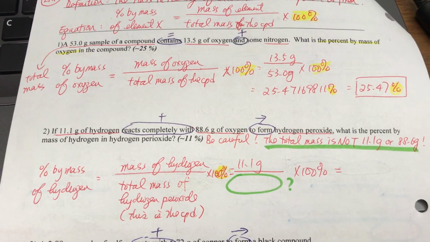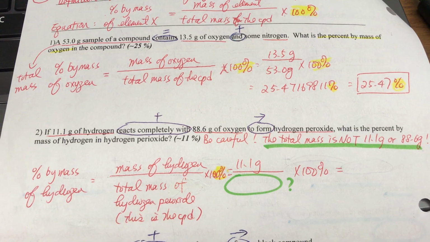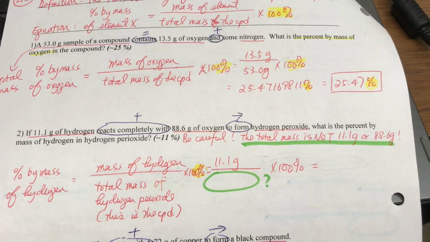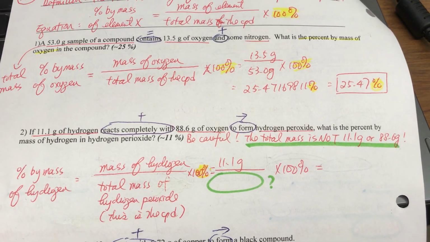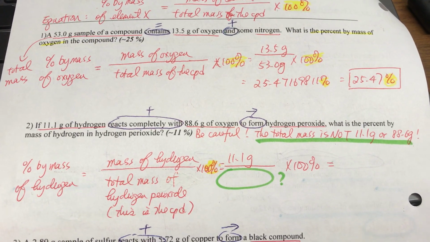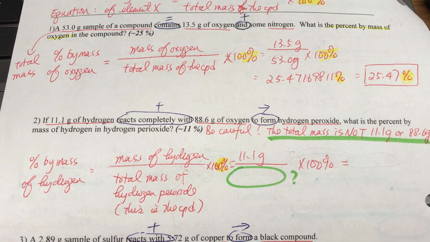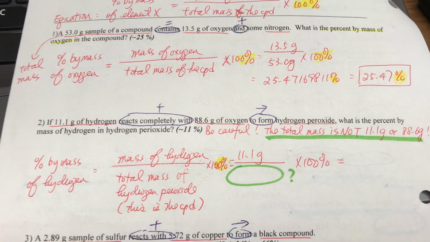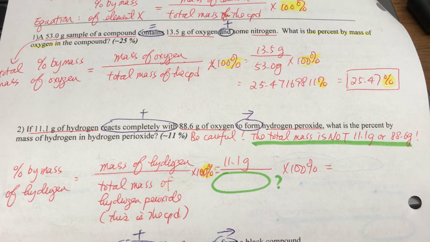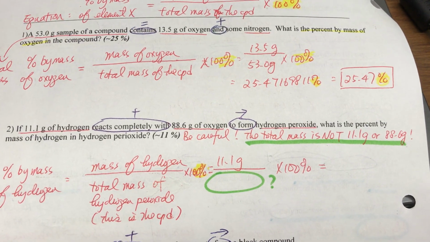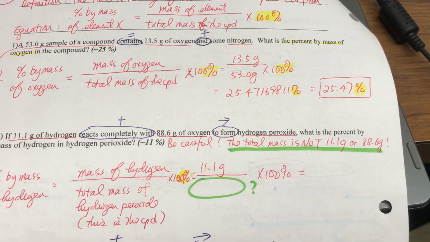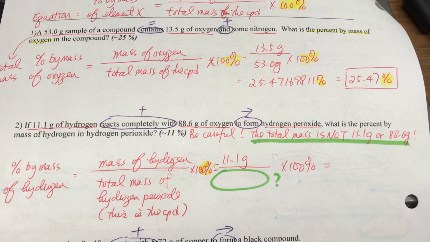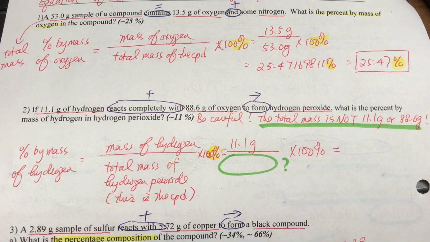If you read the question, 11.1 gram of hydrogen reacts completely with 88.6 gram of oxygen to form hydrogen peroxide. What is the percent of the hydrogen in hydrogen peroxide? Now you notice that I do a little math here. Hydrogen and oxygen are my two reactants. If they add up together, they will form hydrogen peroxide. So the total mass is not 11.1 gram, it's not 88.6 gram, because those are just the two reactant masses. What is my total mass of the reactants?